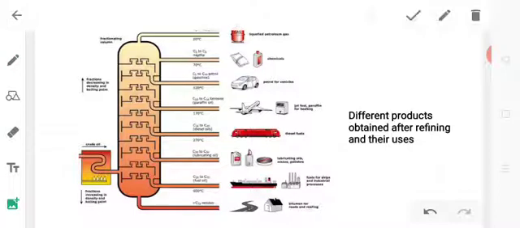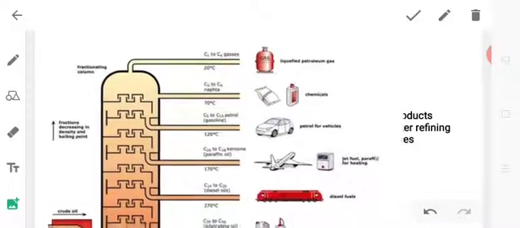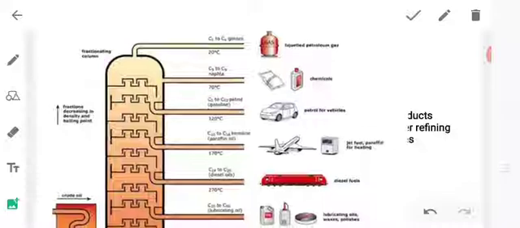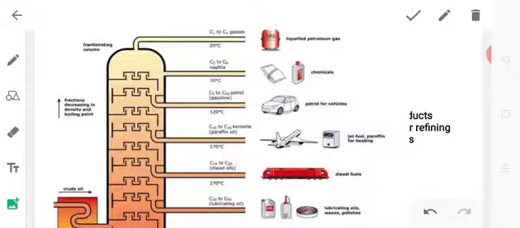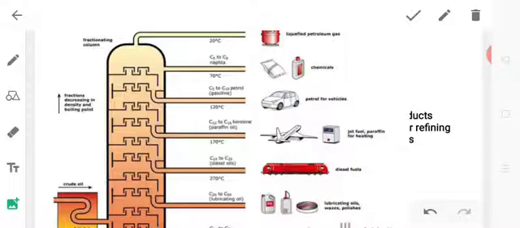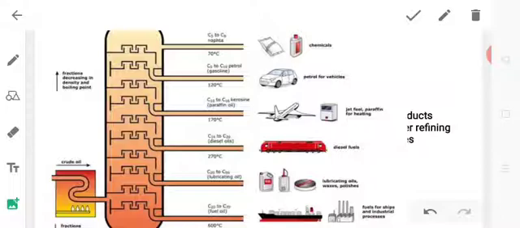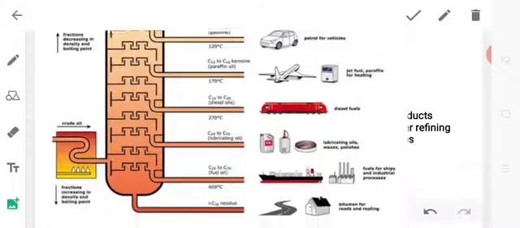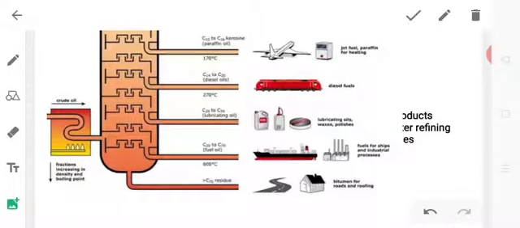Now let me zoom in on the picture so that you may observe that the different components marked here are obtained at different temperatures. You can see at 20 degrees Celsius you get C1 to C4, that is gases, the liquefied petroleum gas. From C5 to C9, that is naphtha. At 70 degrees Celsius you get the chemicals. Then you get petrol at 120 degrees Celsius, that's the petrol for vehicles. Then you get kerosene and paraffin oil at 170 degrees Celsius, which may be further used for jet fuel and paraffin for heating. Then at 270 degrees Celsius you get the diesel oil, that is the diesel fuels.